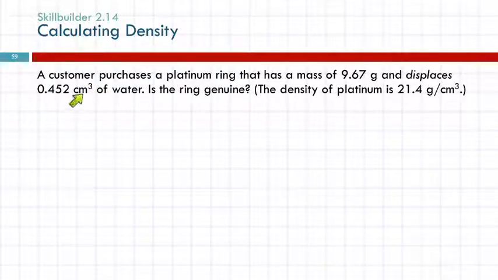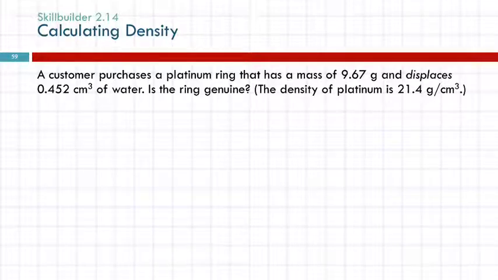Well, this is still calculating density. A customer purchases a platinum ring that has a mass of 9.67 grams and displaces 0.452 cubic centimeters of water. Is the ring genuine? And we're given that the density of platinum is 21.4 grams per cubic centimeter. If the ring is platinum, its density will be very close to 21.4. It might not be exact because the customer measuring the mass and the displacement might be a little bit off, but it should be extremely close.